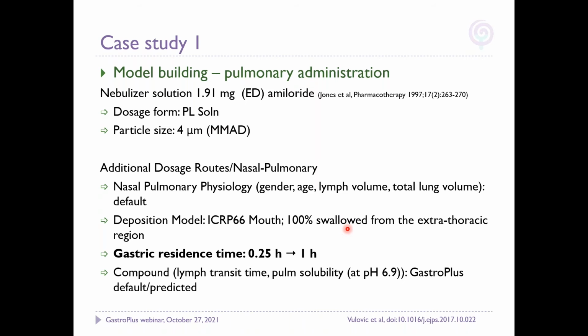In addition, it was assumed that the fraction of the inhaled drug from the extrathoracic region will be swallowed. And also, in order to match the in vivo data, gastric residence time was prolonged to 1 hour. Now, this is obviously not a physiological value in the fasted state, but it simulates the scenario where it takes some time for the swallowed portion of the drug to reach the GI tract.